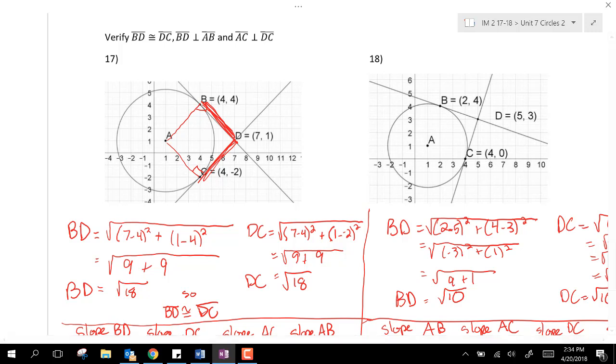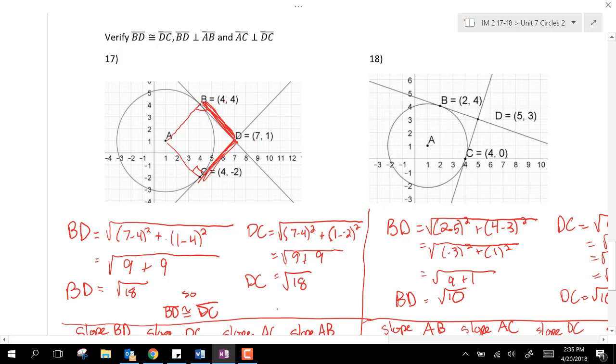First, let's look at verifying that BD is congruent to DC. We use our distance formula. Or you could use right triangles. If we use the formula, the points are listed here. So 7 minus 4, 1 minus 4, both squared. We add them up, and we get the square root of 18. Now, we could simplify the square root of 18, but we just want to see that it's equal to the other one. So DC, 7 minus 4, 1 minus negative 2 squared, 9 plus 9 is 18. They're both square root of 18, so BD is congruent to DC.